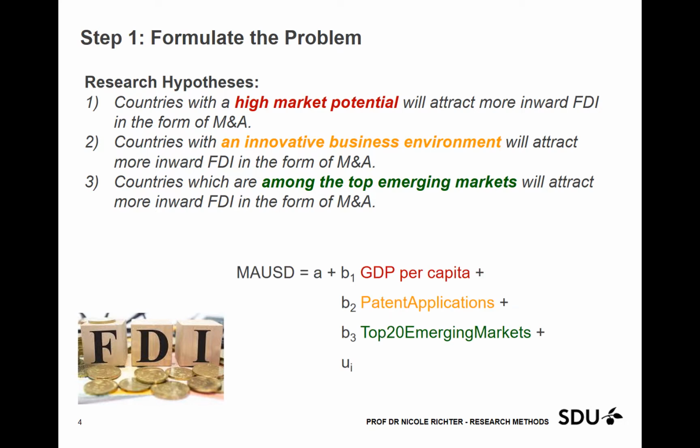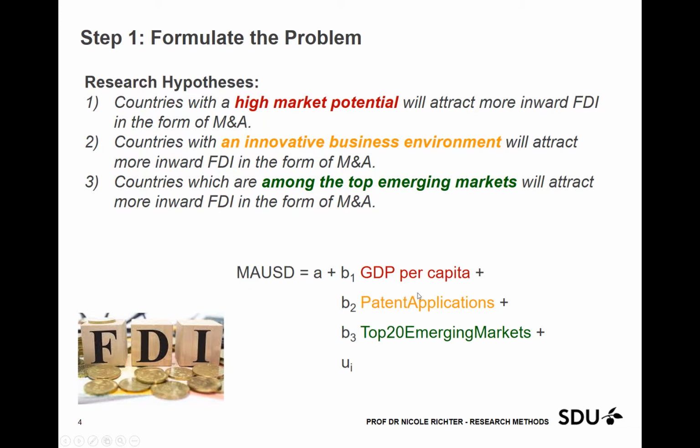These research hypotheses are then transferred into a research model or a regression model. You remember from our dataset that we had a variable that was measuring mergers and acquisitions in US dollars or in millions of US dollars. And you can see here that this will be our dependent variable in a regression model.